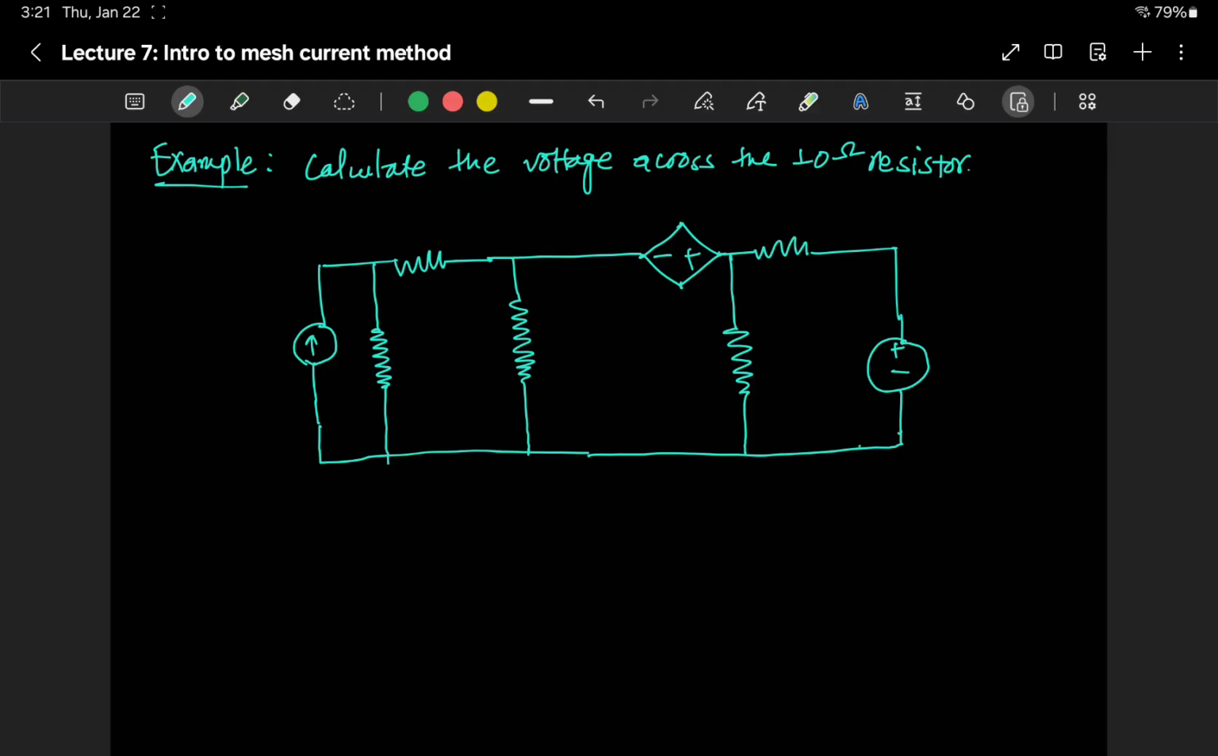Today we'll start on the introduction to mesh current method. But before we start that, let's do one more example from the node voltage method and we'll build up from there. So this is the example we're going to start with.